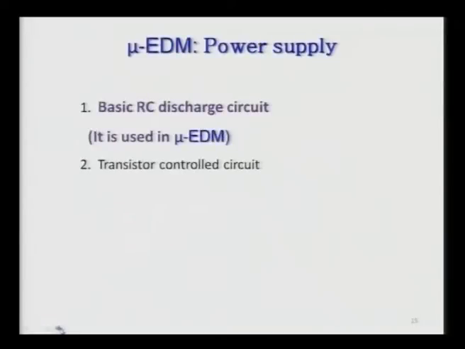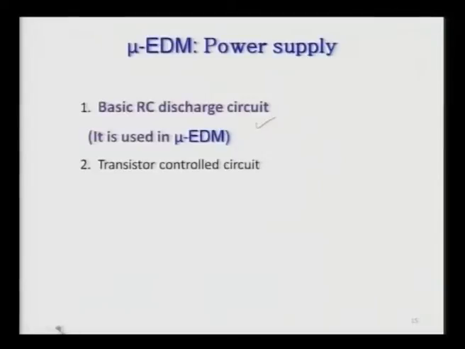Power supply: normally in electric discharge micro machining, a basic RC circuit is used in the power supply, and transistor control circuits are normally used for macro EDM. But please note that initially it was only the RC circuit which was used in the EDM process, but later on researchers developed the transistor controlled power supply, and nowadays in EDM in most cases you are using a transistor controlled circuit for power supply.